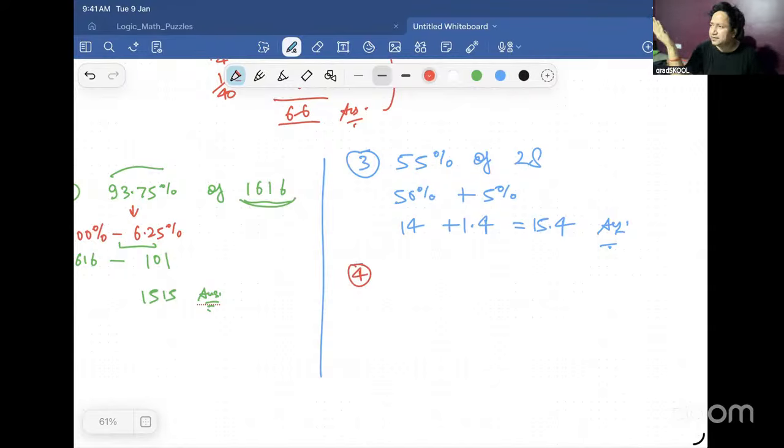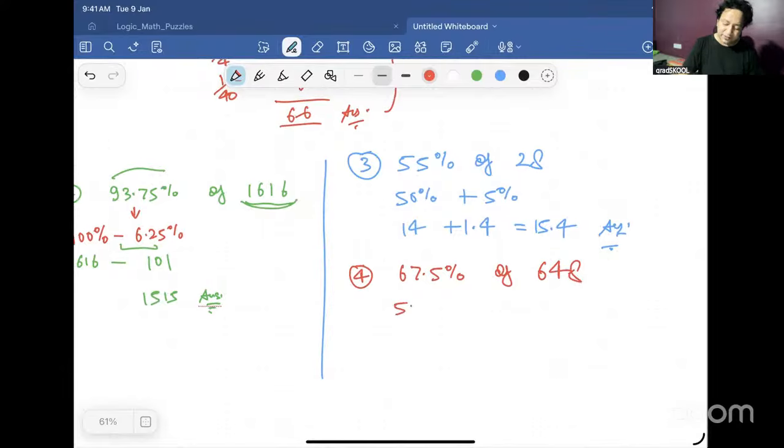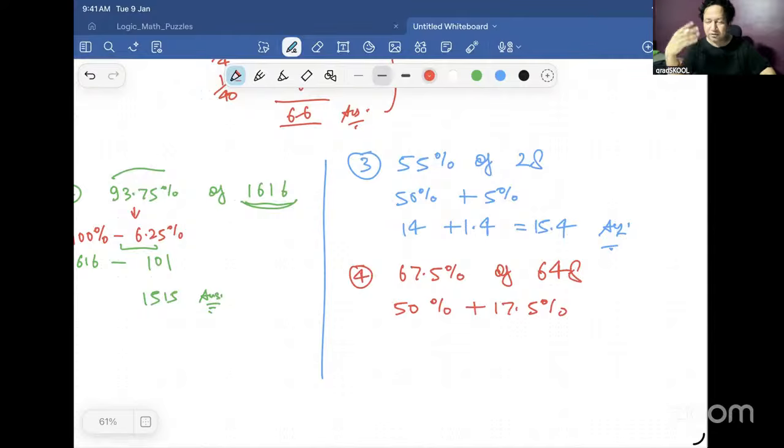Anything else? Let's say I want to calculate 67.5% of 648. What is 67.5%? How do we break it? There are multiple ways. One is you can break it as 50 plus 17.5. Now coming to Nikhil, your question: how do you know what has to be used here? 50% is something we know, that is half. 17.5%, do we know the fractional equivalent?